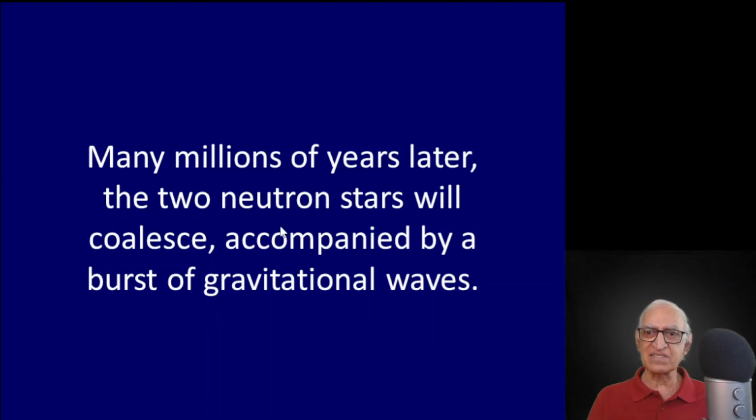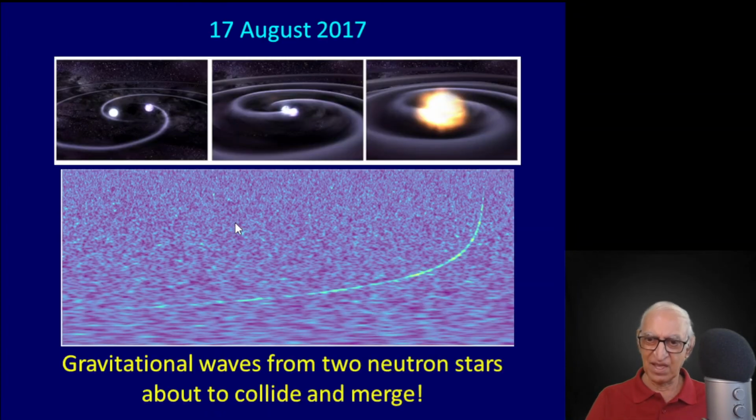Therefore, as a decreases, the orbit will shrink even faster and faster. So many millions of years later, the two neutron stars will spiral in and eventually coalesce. And just before they coalesce, they will emit a huge burst of gravitational waves. And it is those gravitational waves from two coalescing neutron stars that were discovered on the 17th of August 2017. So two neutron stars, though they didn't detect the gravitational waves at the time of the coalescence itself.